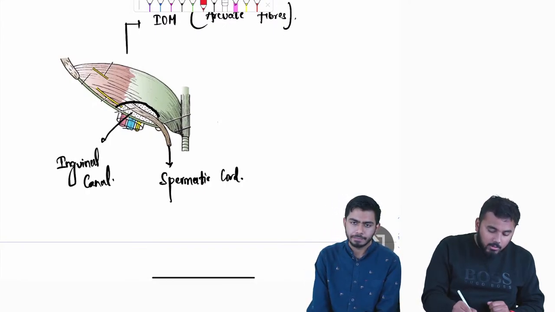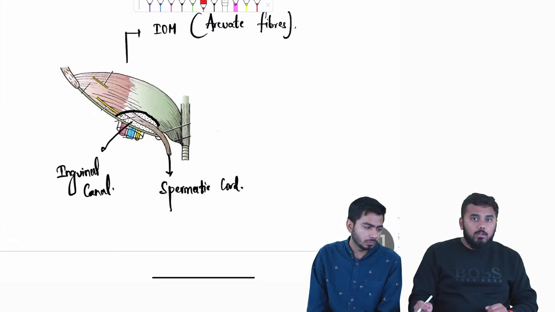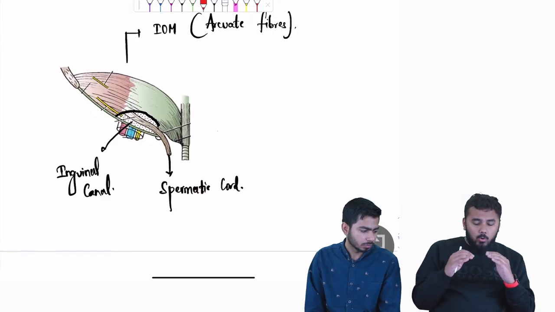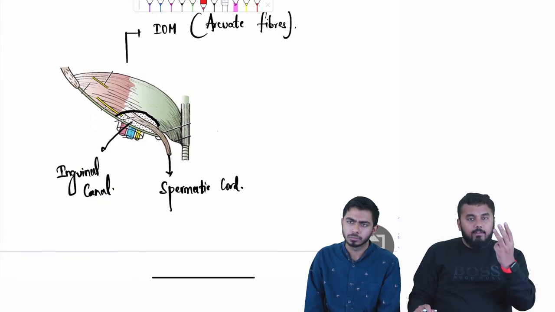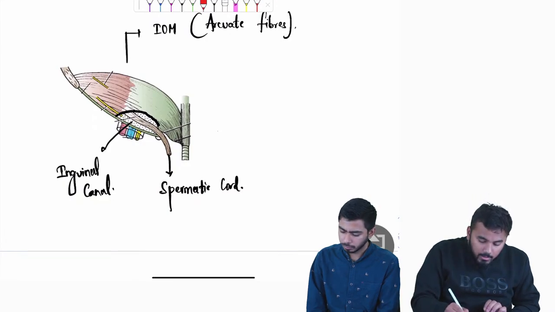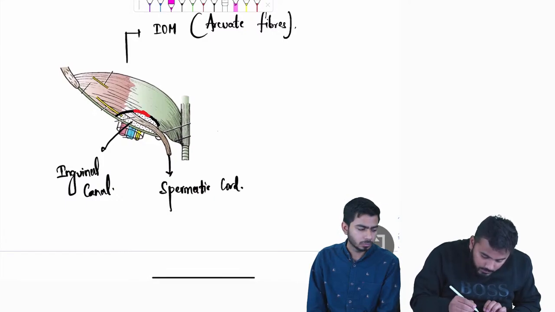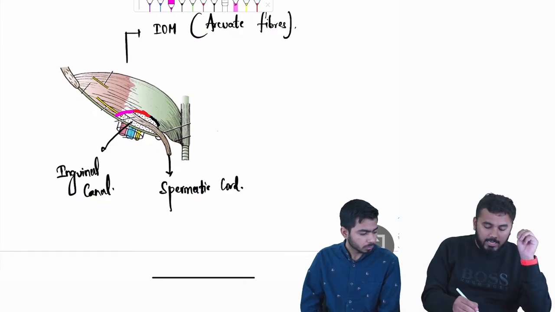Nowadays the examiners have also been asking, can you please tell me what are the borders of inguinal canal? When it comes to the level of internal oblique muscles, how does internal oblique muscle cover the inguinal canal? Look here very carefully, all of you. We have got three borders of inguinal canal. Let me show it to you like this. Let me put different colors. So we have got three colors here. What are those three colors?